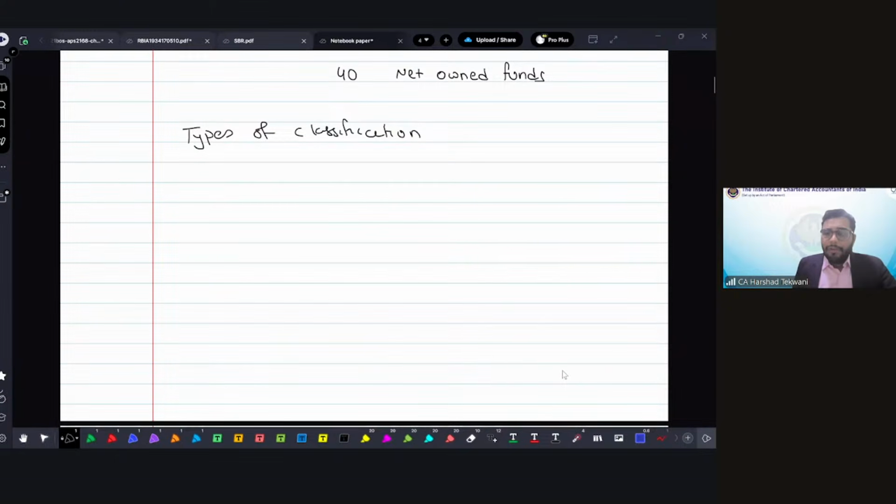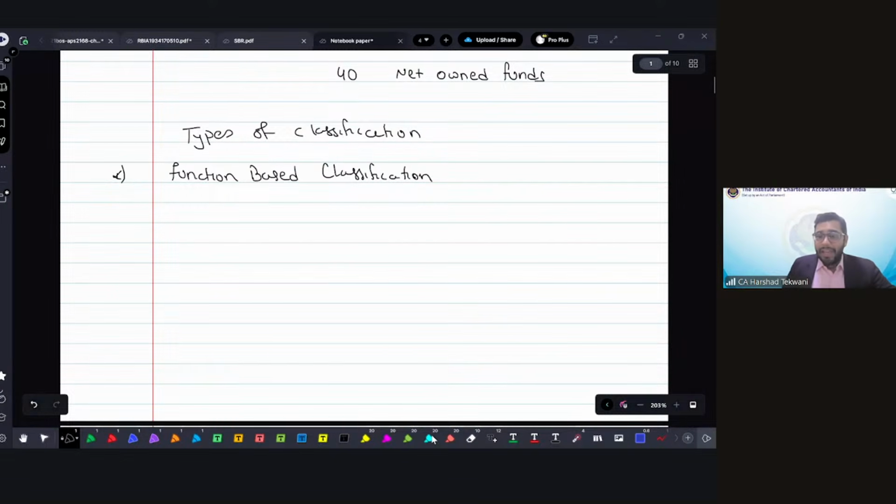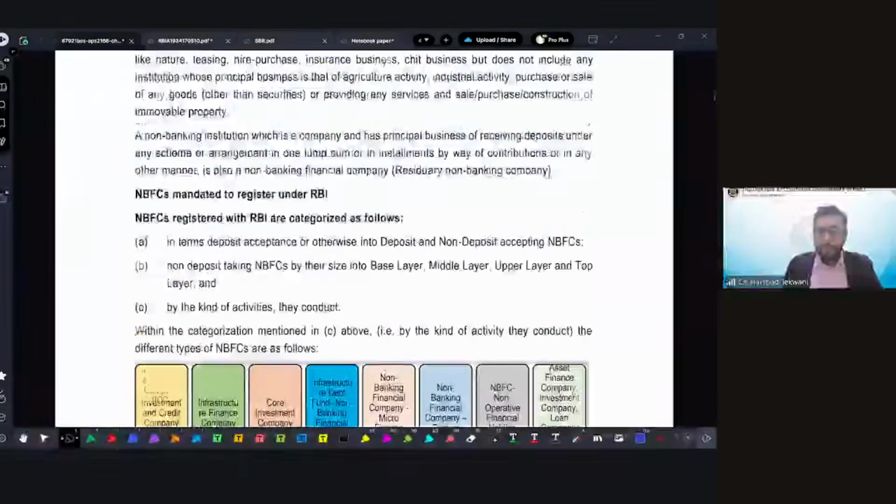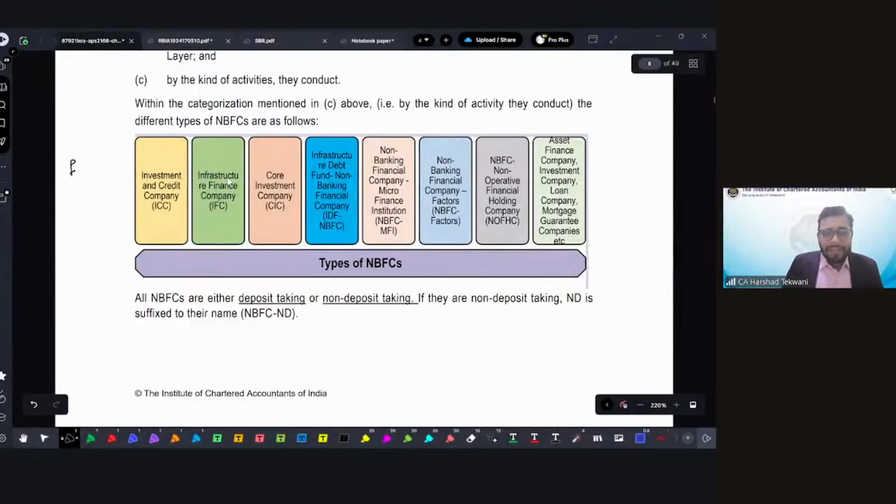So the first type of classification is function-based classification. Now, what is function-based classification? Function-based classification is where NBFCs are classified based on what they are doing. For example, it could be investment credit company, it could be infrastructure finance company, it could be core investment company. Now, that is given in your study material, page number 14.88. This is nothing but what you can call function-wise classification.